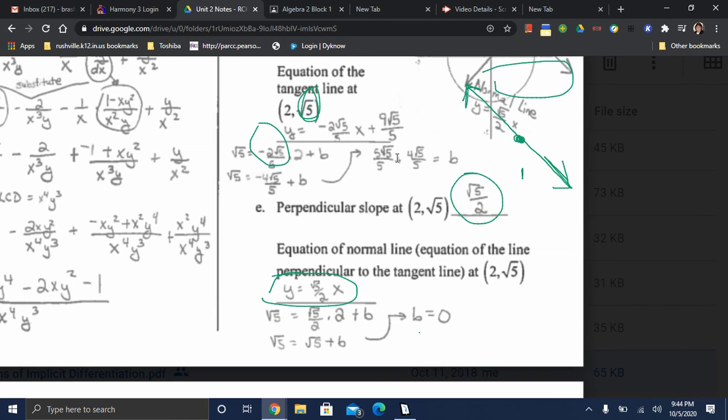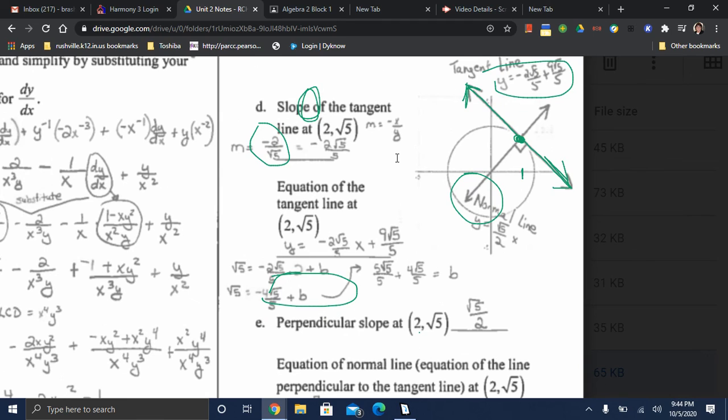And so scrolling back up so you can see what it is that you found, the normal line then runs perpendicular to the tangent line through the point (2, square root 5). So you have a perpendicular line, and its equation is y equals the square root of 5 over 2 times x. So there's your second example. Again, you're finding lines that are perpendicular to each other, one being a tangent and the other perpendicular to that tangent, called a normal line.